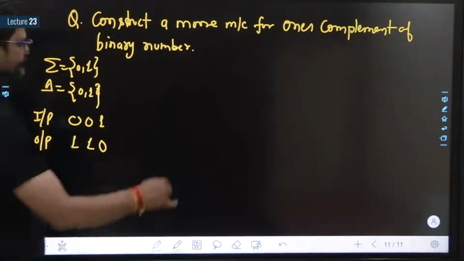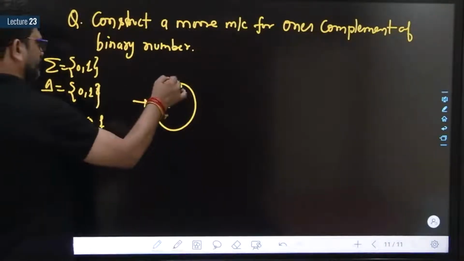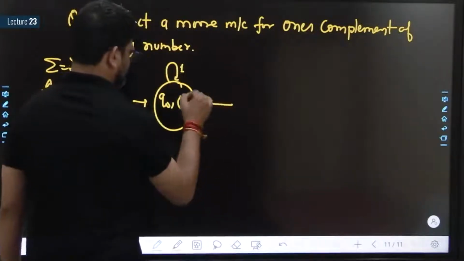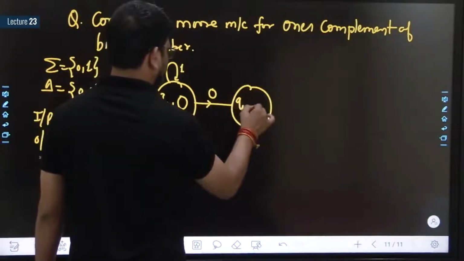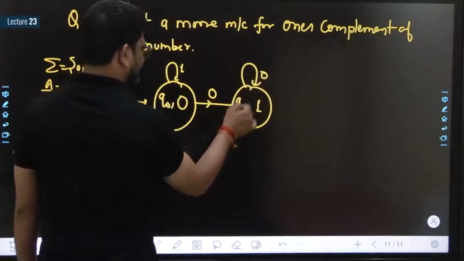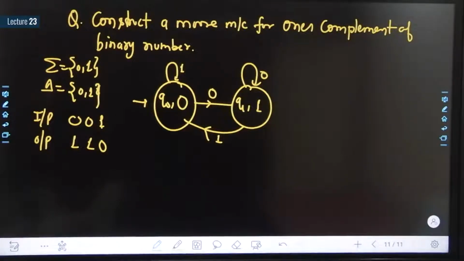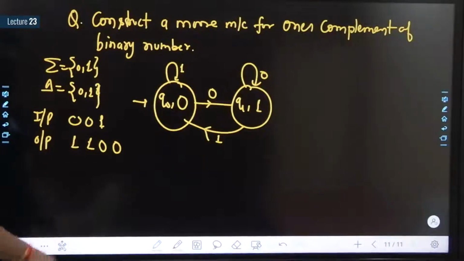See, Q0. It reads 1, prints 0. It reads 0, prints 1. When we read 0 on Q1, it prints 1. When we read 1 on Q1, it prints 0. See, this is the ones complement. The output for this is this one. Clear?